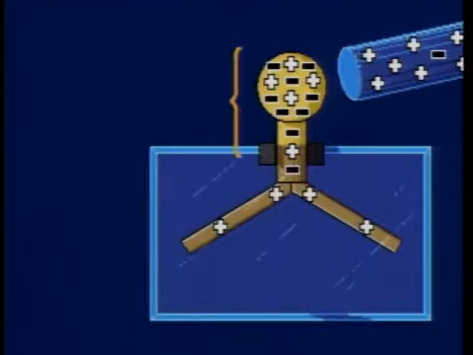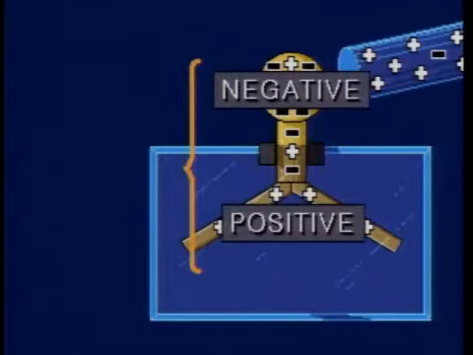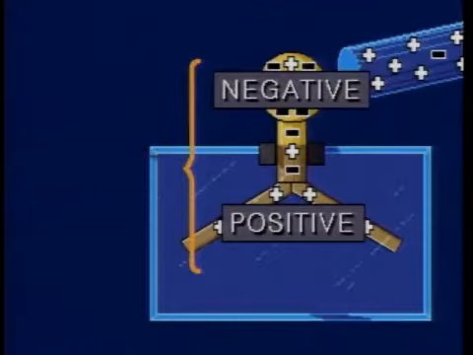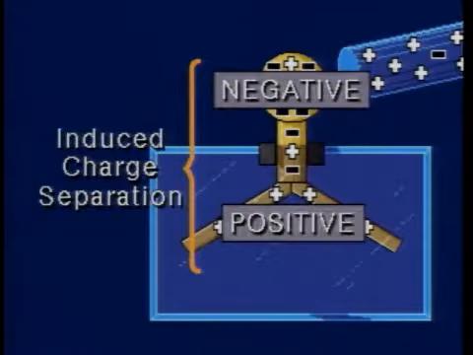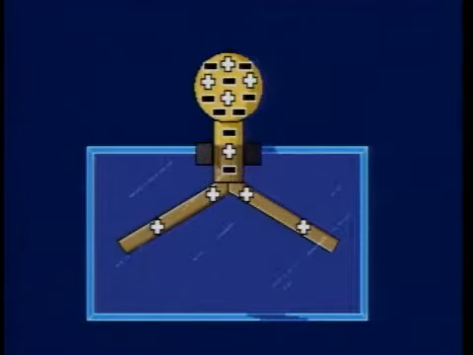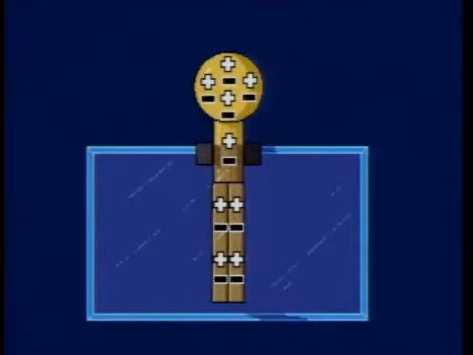If we look at the electroscope as a whole, we find that the top is negatively charged and the bottom is positively charged. Since no charge has been transferred, the electroscope as a whole is still neutral. It has, however, experienced induced charge separation. If the positively charged rod is removed, the electrons will no longer remain concentrated in the knob, but spread out uniformly throughout the electroscope. As a result, the electroscope no longer has induced separation.